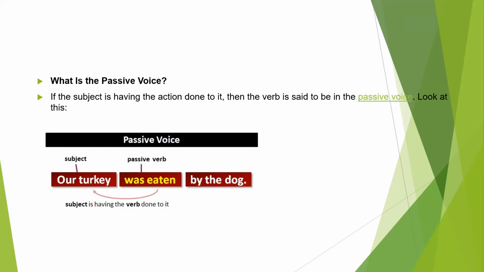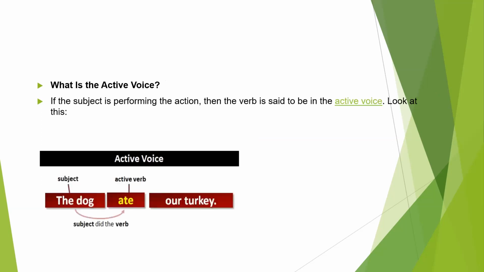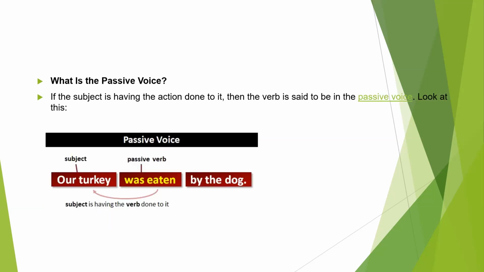What is passive voice? If the subject is having the action done to it, then the verb is said to be in the passive voice. Like in passive voice, our turkey was eaten by the dog. Our turkey is the subject, was eaten is the passive verb, by the dog is the object. So our turkey is the subject, and in the previous sentence, ate is in past tense. So was eaten by the dog.